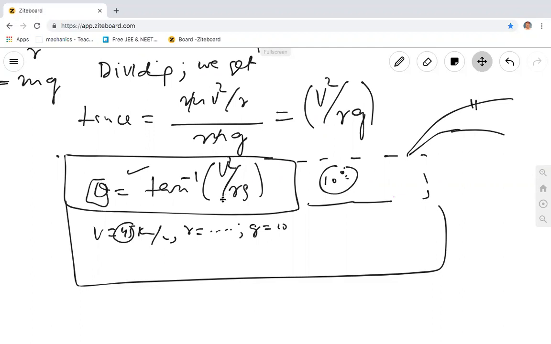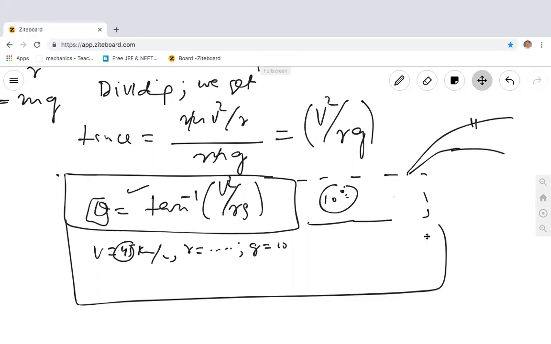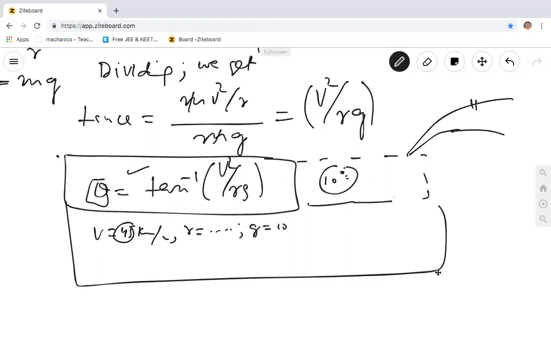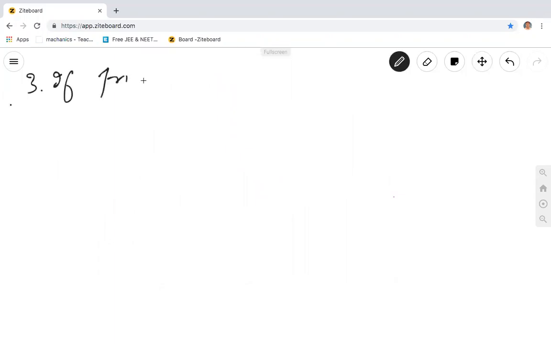If friction is also taken into consideration, what will happen? Can we do something about that? Okay, let me take friction into consideration. Third point, if friction is taken into consideration.